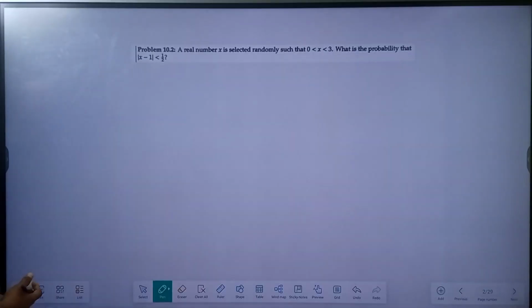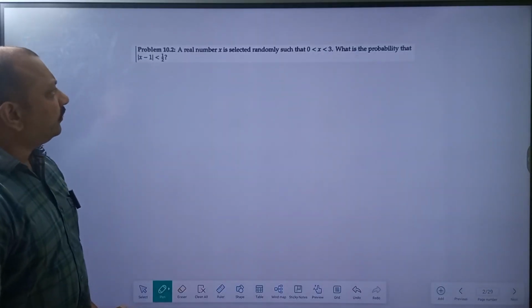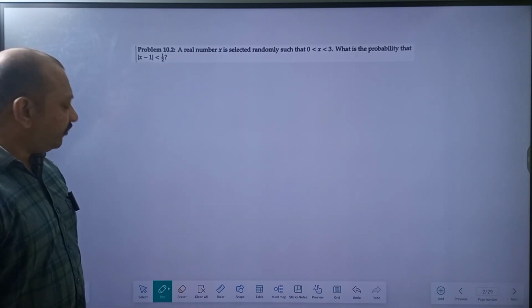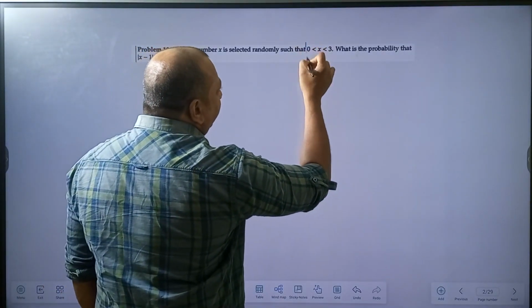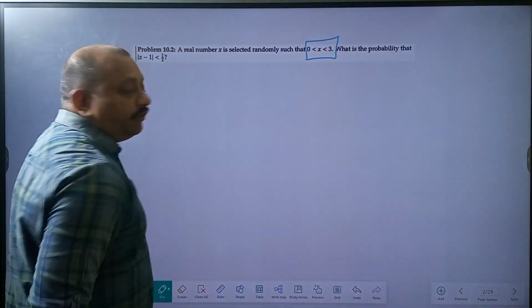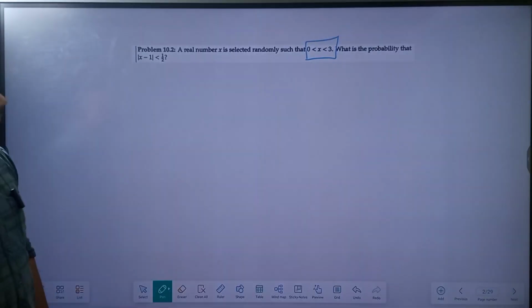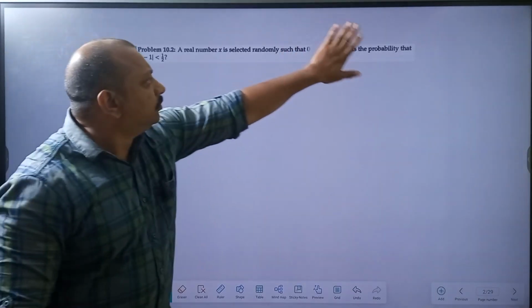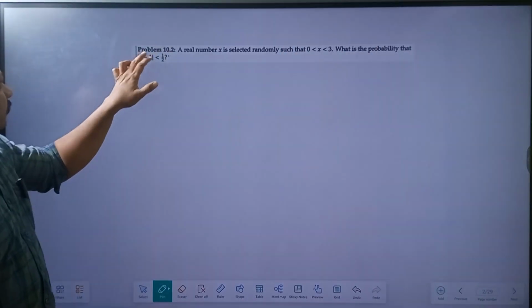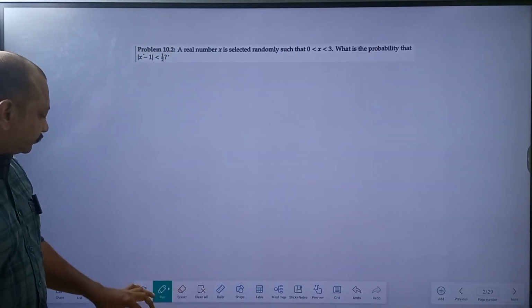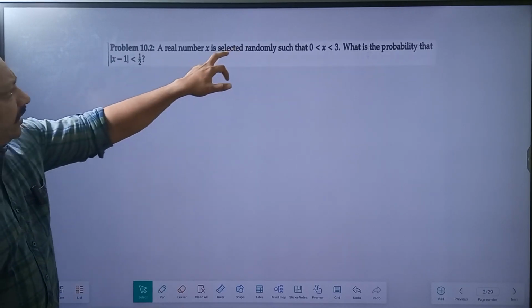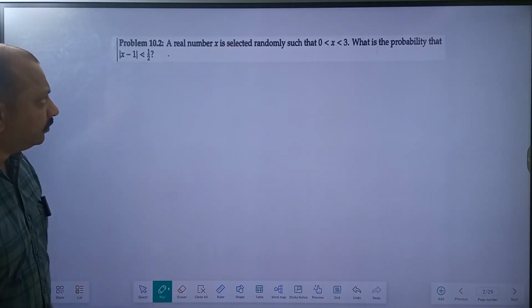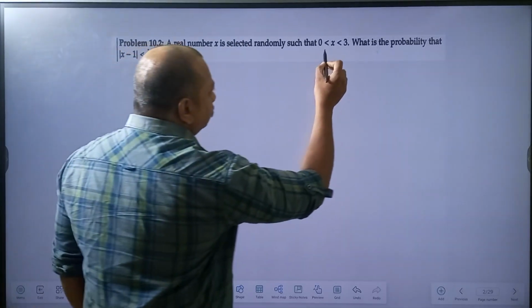Right. A real number x is selected randomly such that 0 is less than x less than 3. X is a real number, not an integer or positive integer. So x can be any value from 0 to 3. Do not assume that 0 to 3 means only 1 to 2. This is a real number they have mentioned, not an integer.